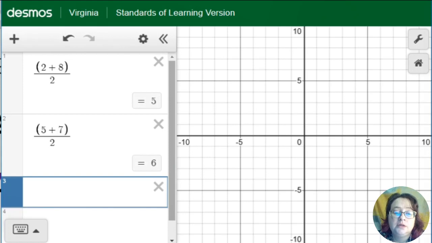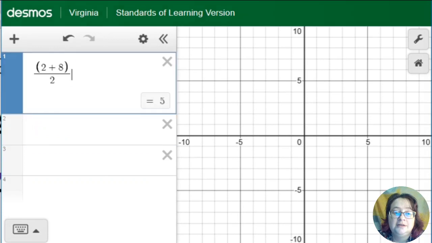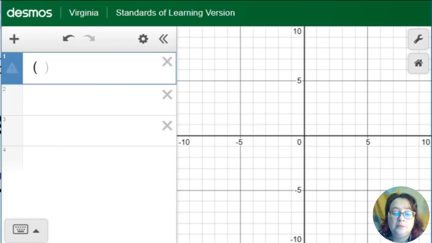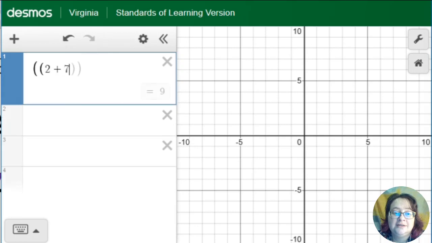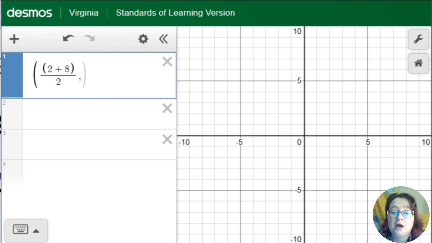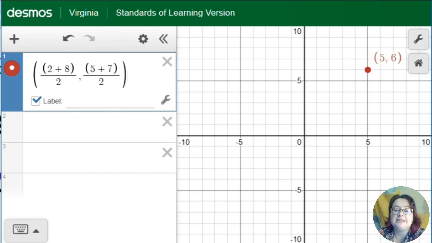I can also put in the entire coordinate at the same time. So if I want to find the whole coordinate, I start out with my parentheses for my ordered pair, and then I need my x values added in parentheses: 2 plus 8 divided by 2. Put a comma in between my x and y. 5 plus 7, my y values, in parentheses, divided by 2. And then I have my ordered pair, and I can click label, and it actually plots that point for me on the graph, (5, 6).